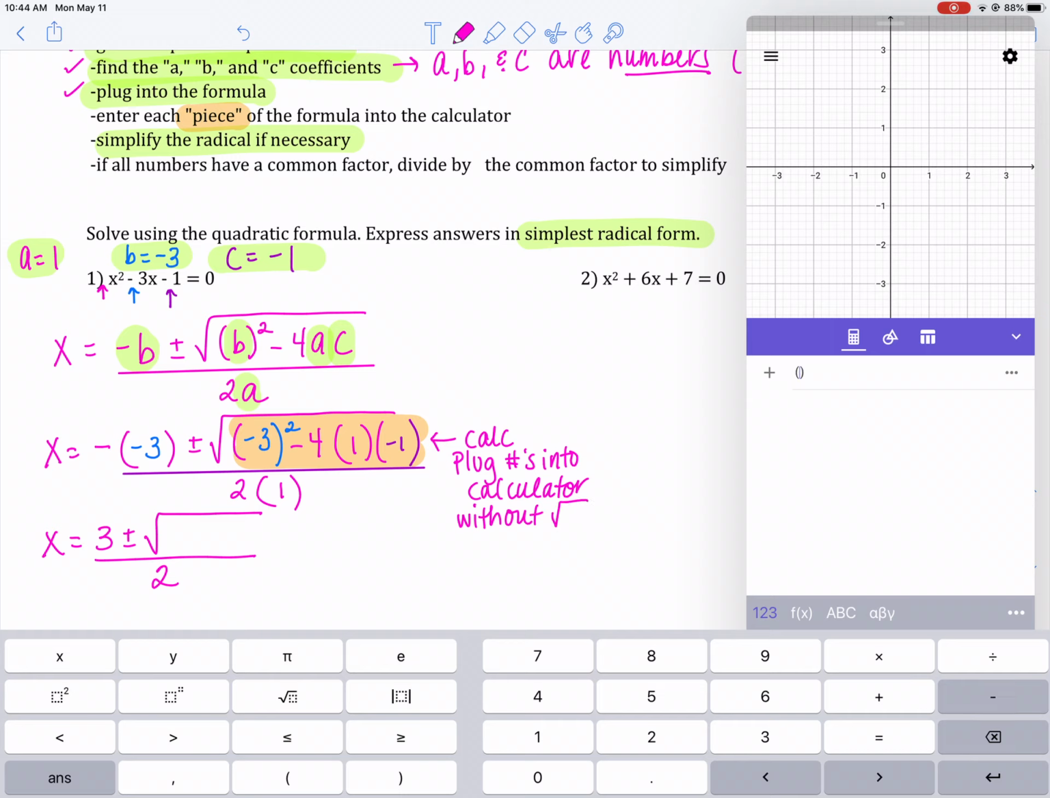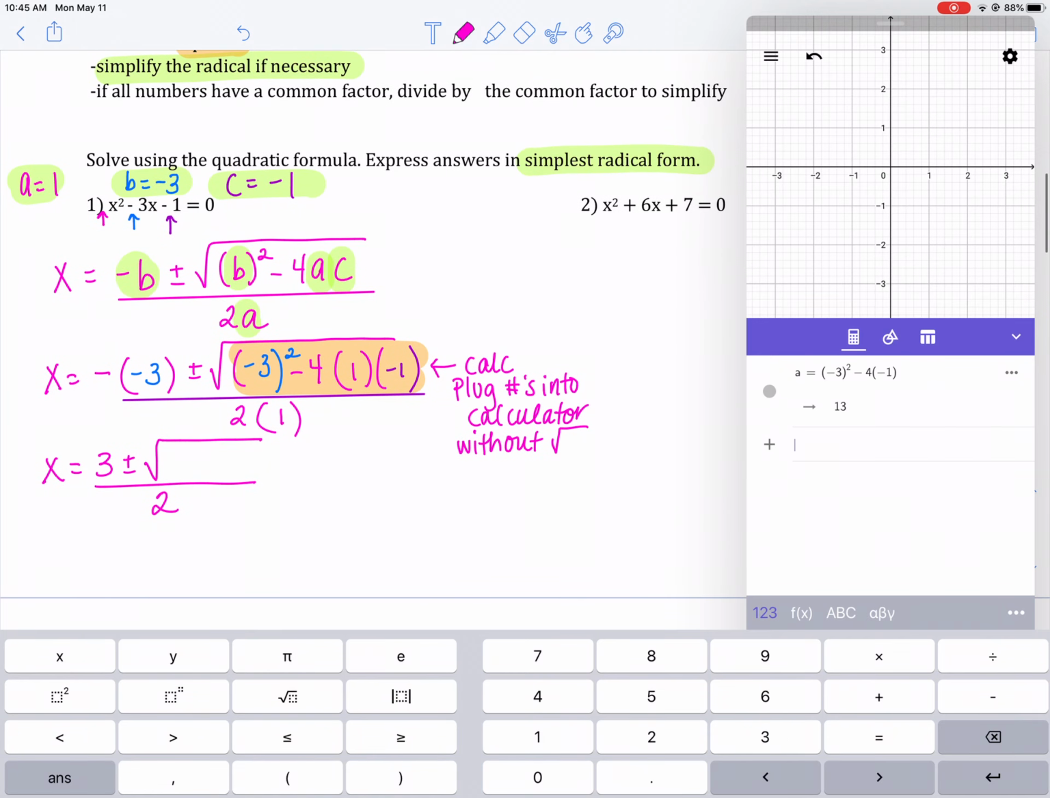Parenthesis. I'm going to show negative 3. I'm going to come out of it squared. Minus 4 times 1, just how I see it. And then another parenthesis, negative 1. And look at my number, 13. That's my number that goes under the radical, okay? There was no radical that I typed in there.